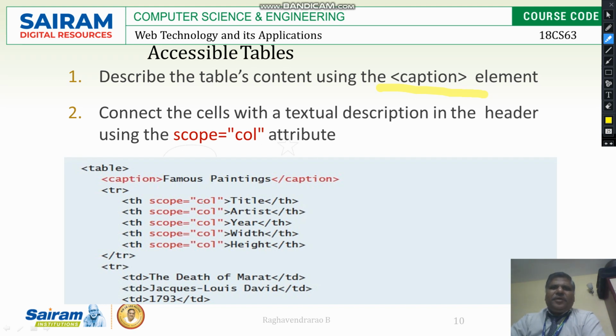Now you see that the caption is given here, under the table. Then TR starts the table row, the first row. The TH scope is column, so individual columns are specified here. Scope means only for that particular column: title is written, artist, year, width, height, and these specifications are present. Under this, you will write another row, and all this data gets filled in.